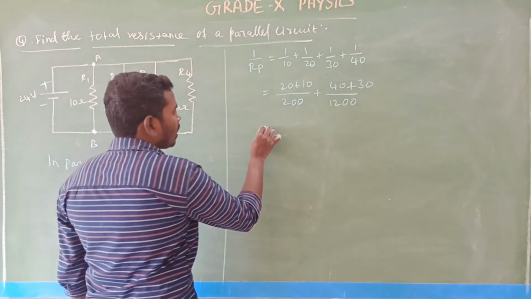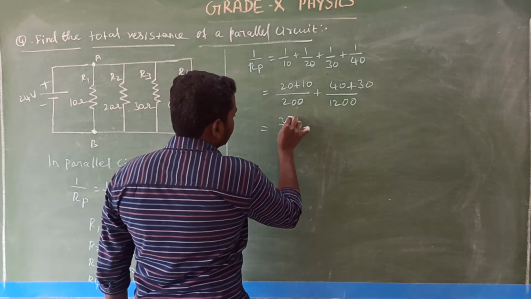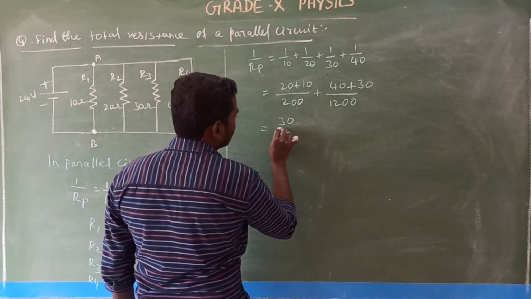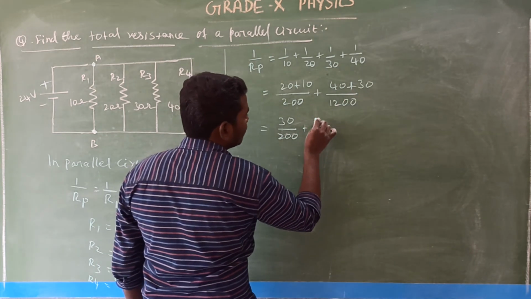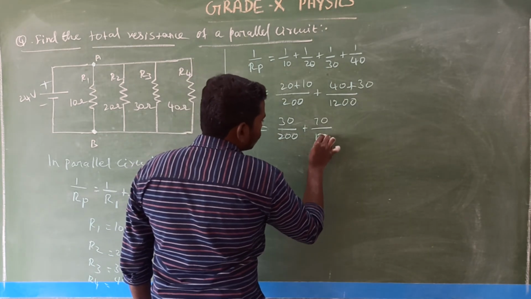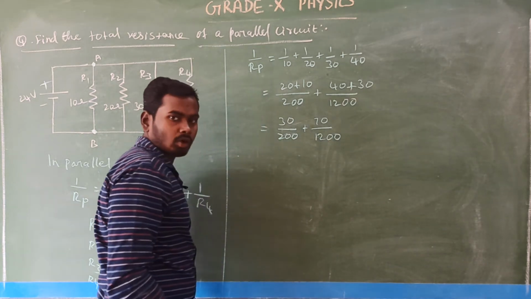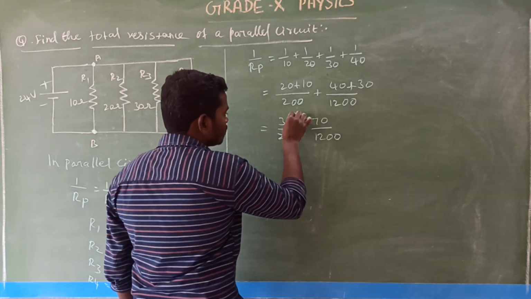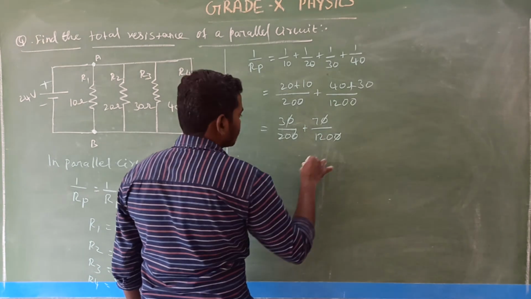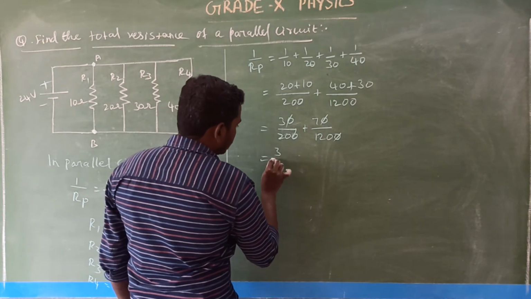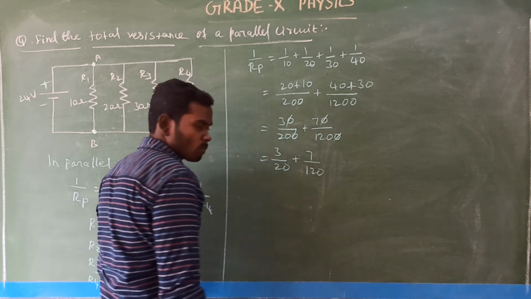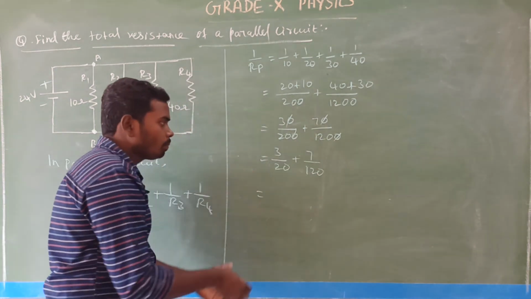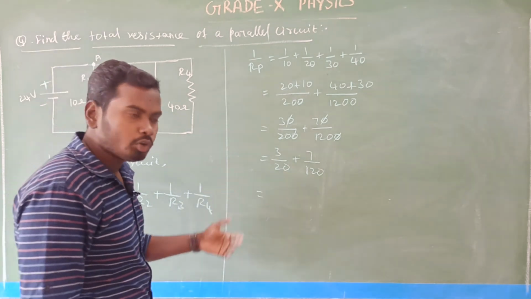Okay, and again simplify that: 20 plus 10 is 30, divided by 200, plus 40 plus 30, that is 70, divided by 1200. So the zeros cancel here, and here also the zeros cancel. So remaining we get 3 by 20 plus 7 by 120. Again you take the LCM, no problem.